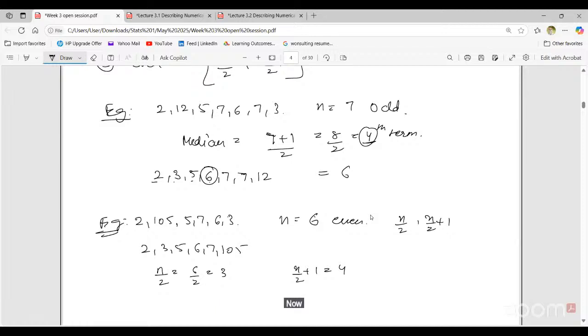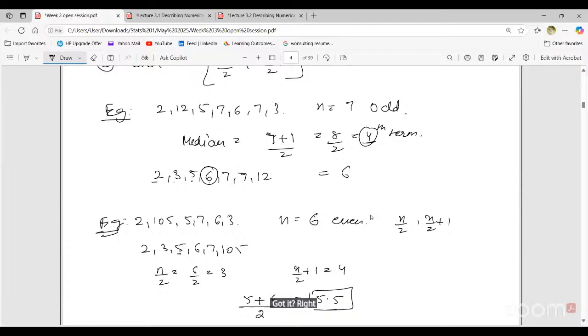Now, the third term and the fourth term. What is my third term? 5 and 6. I would be taking their average. This would be equal to 5.5. So this is my median. Got it? Yes, ma'am.